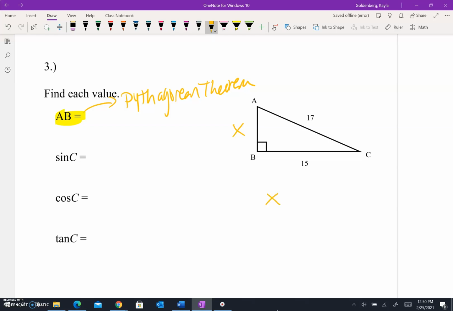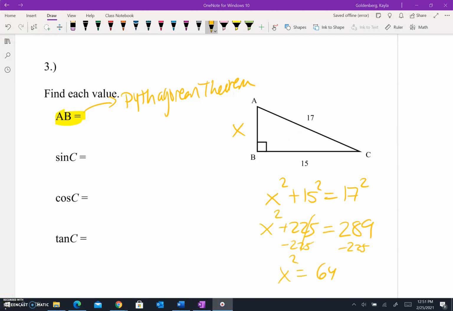So remember, smaller side squared plus other smaller side squared added together is equal to the hypotenuse squared. Remember, hypotenuse is across from your right angle. I'm going to square those. Okay, doing my solving, getting x squared by itself. x squared is equal to 64.